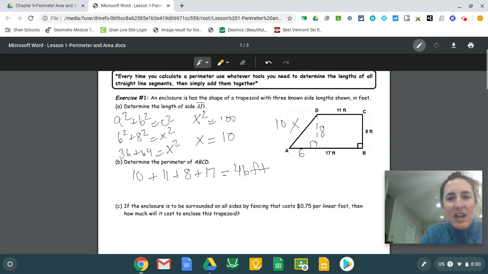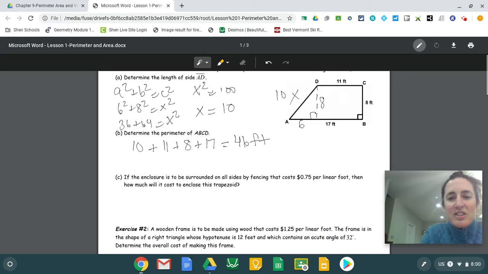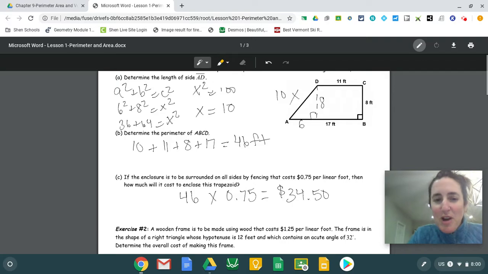Somebody's crazy, and they want to enclose this trapezoid shape with some fencing, and it costs 75 cents per linear foot. So how much would it cost to enclose this trapezoid? We're going to take the perimeter around the outside, and we're going to times that by 75 cents per foot. And our total to enclose that would be $34.50. Very exciting. That was a good fun first problem.